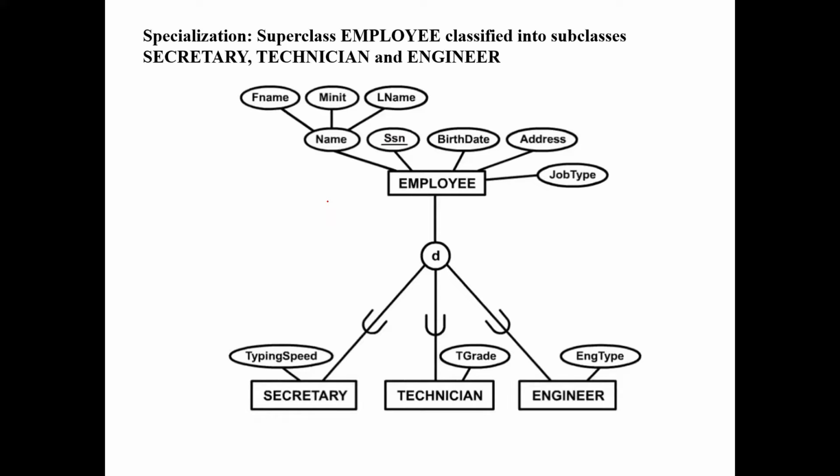You can see in this diagram that there is a superclass employee, and this employee superclass is classified into three subclasses: secretary, technician, and engineer. Employee has the attributes employee name, social security number, birthday, address, job type, whereas the secretary, technician, and engineer have their specific attributes like typing speed, technician grade, and engineering type. So this is called the specialization, superclass-subclass relationship.